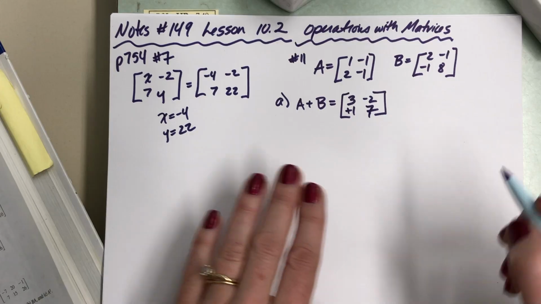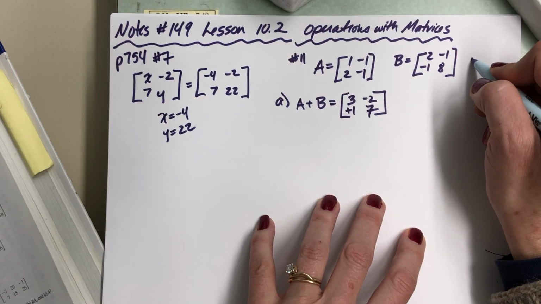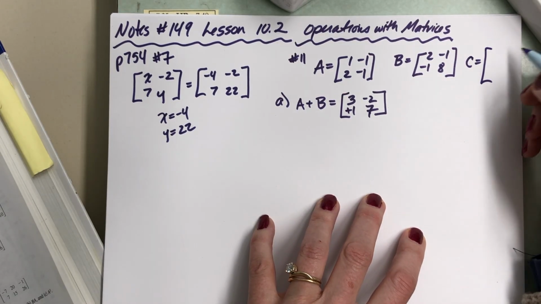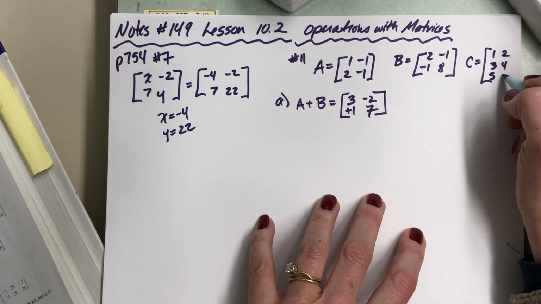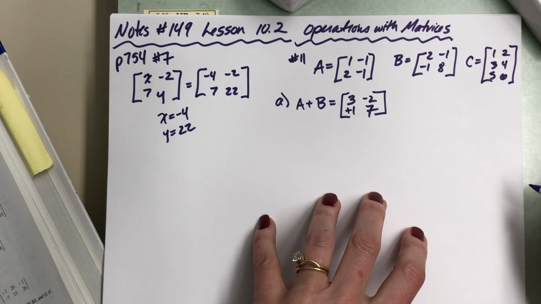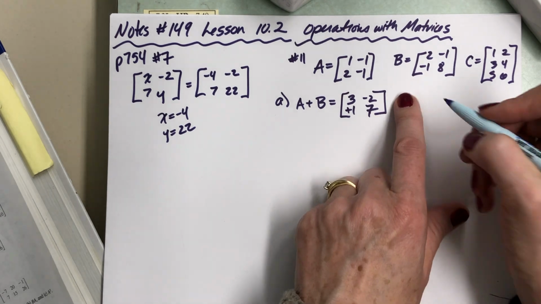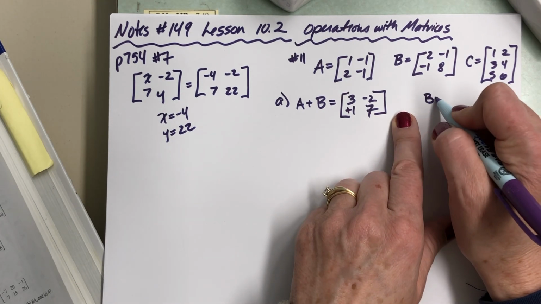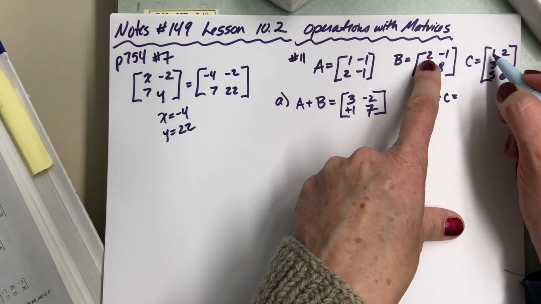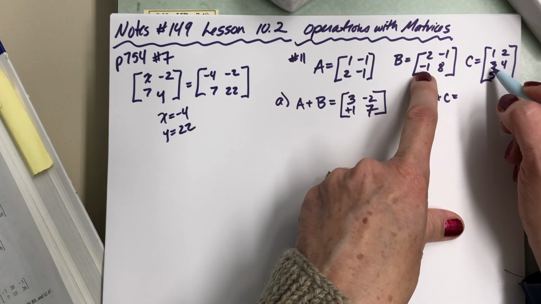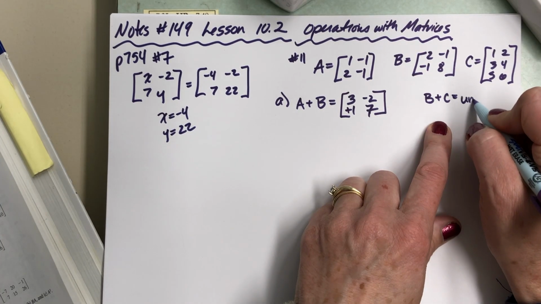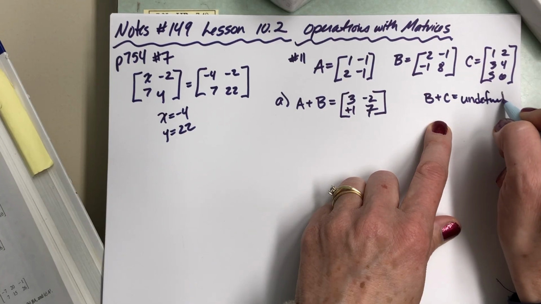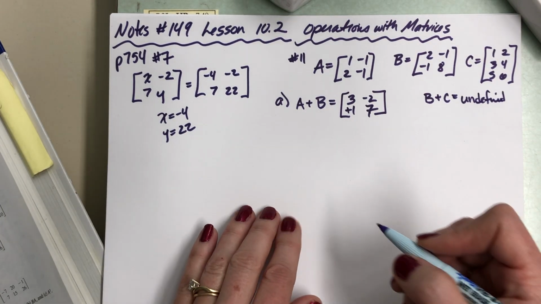Easy enough to do. If I had matrix C here, I'm going off script. If I had matrix C and I had 1, 2, 3, 4, 5, 6. Okay, make it really original there. Can I add matrix B plus matrix C? Well, notice that there's an entry here, there's an entry here. I could add these two entries up, but then there's nothing to add over here. So we would say this is undefined. Okay, so you're not going to add those two together.